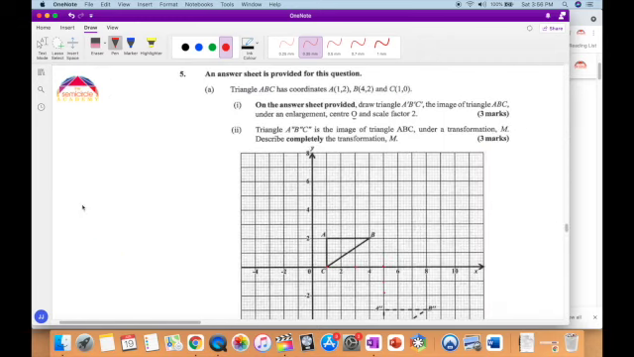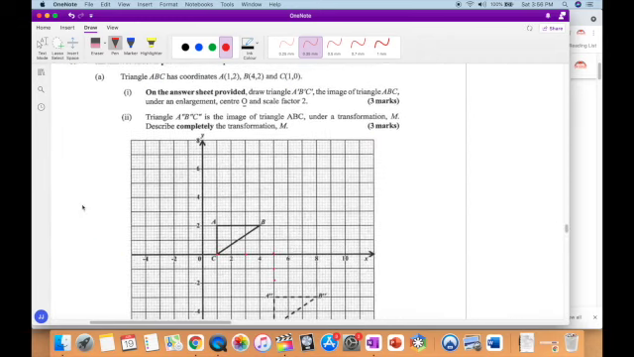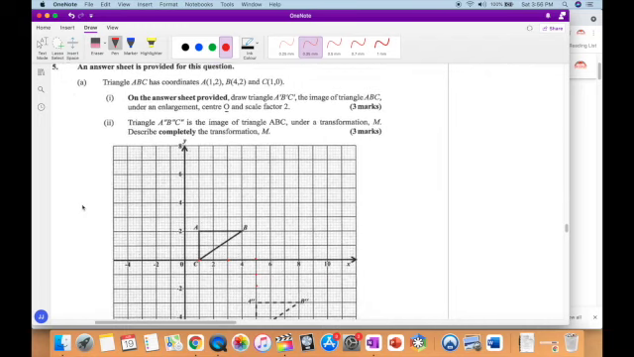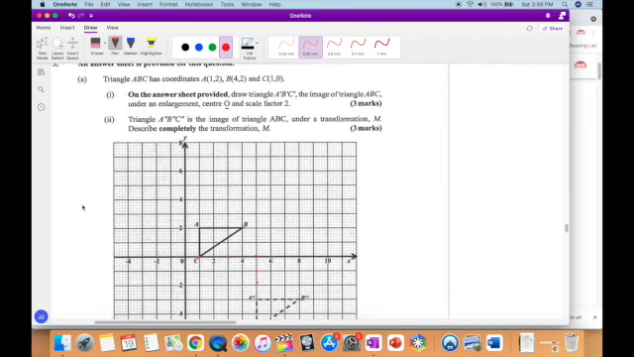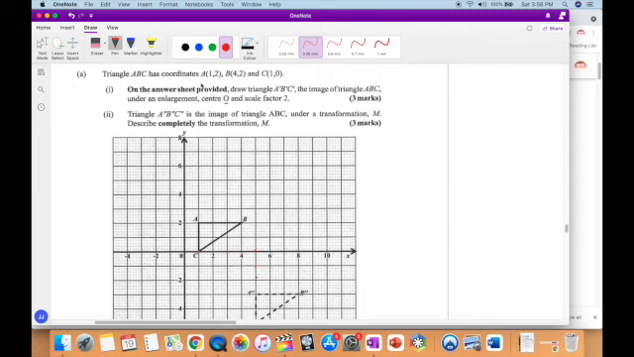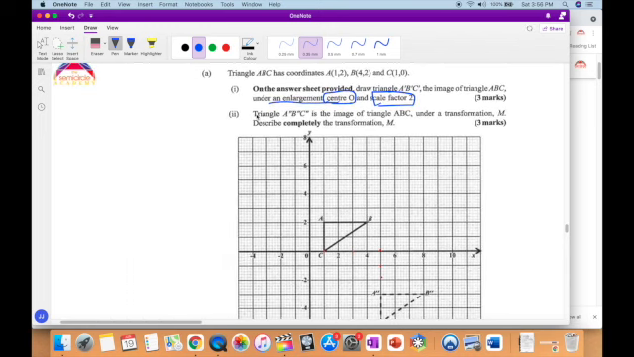Okay. Next transformation question here. ABC has those coordinates, right? And we can see the coordinates here. On the answer sheet provided, draw A prime, B prime, C prime, the image of ABC under an enlargement with the center O, right? And a scale factor of 2. So what do we know when we have an enlargement of a scale factor of 2?